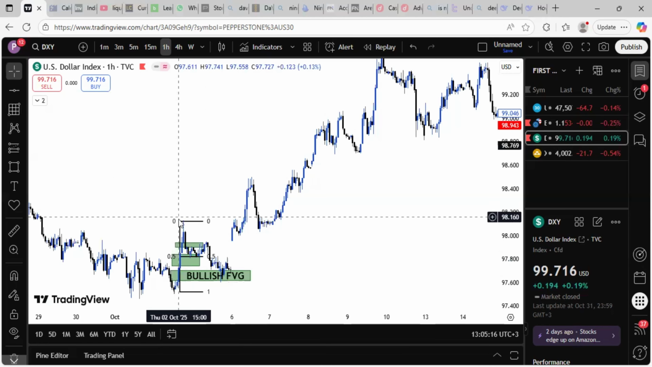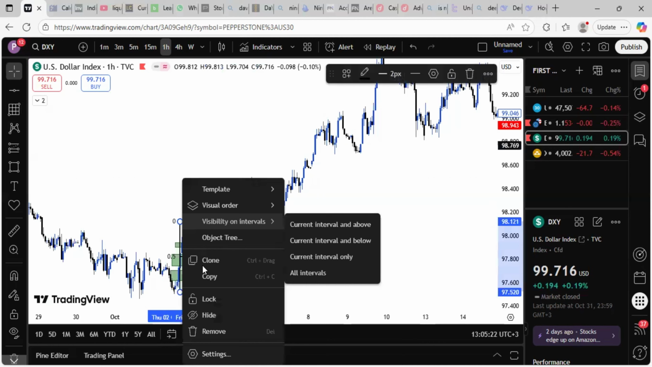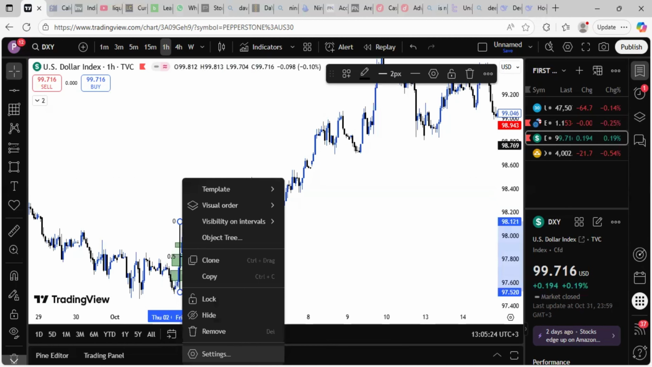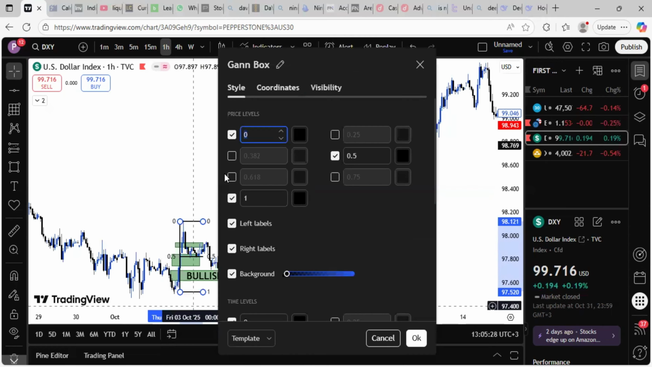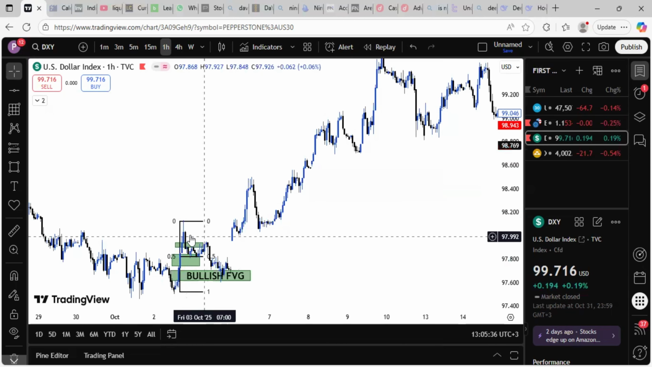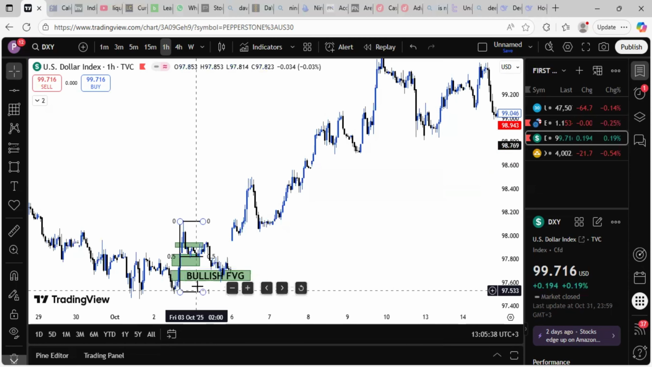So you'll have something like this. I already set mine to 0.5, 0, and 1. But if you want to know how to set yours, because it doesn't come like this, you just go to the settings and check 0, 0.5, and 1. This will serve as our premium zone and our discounted zone.